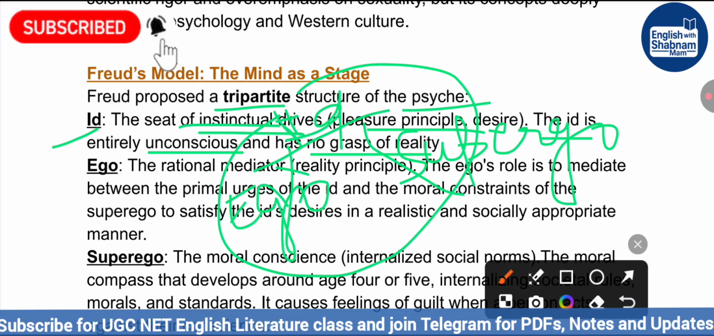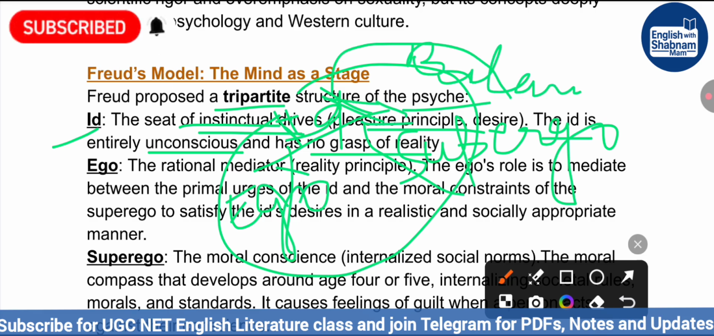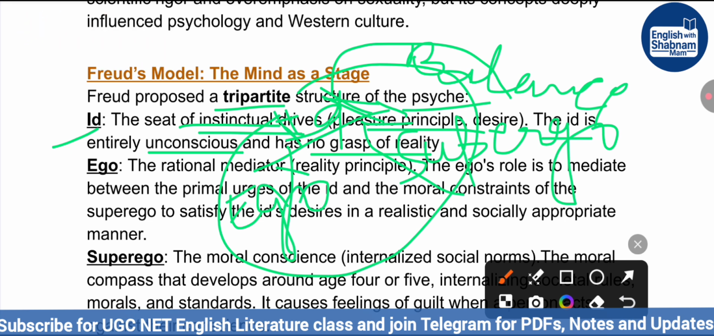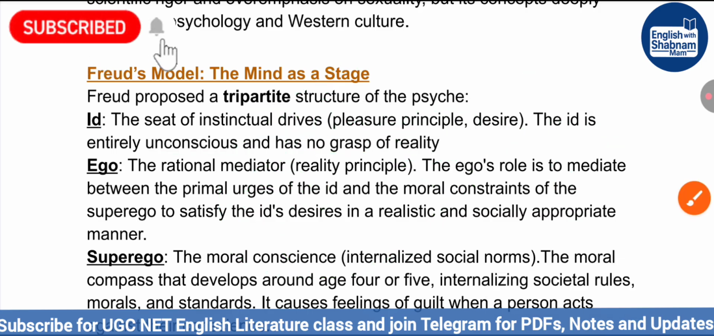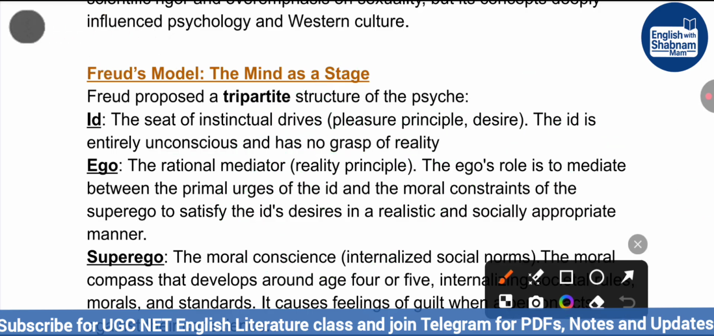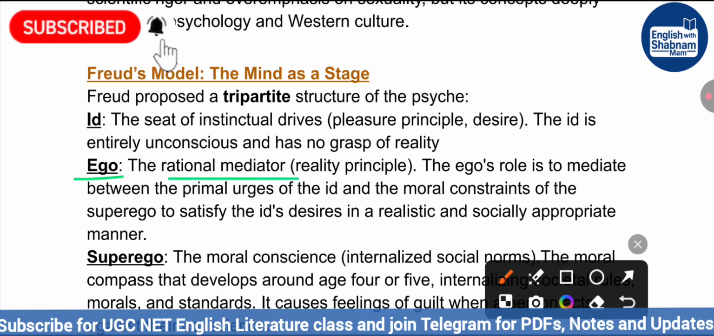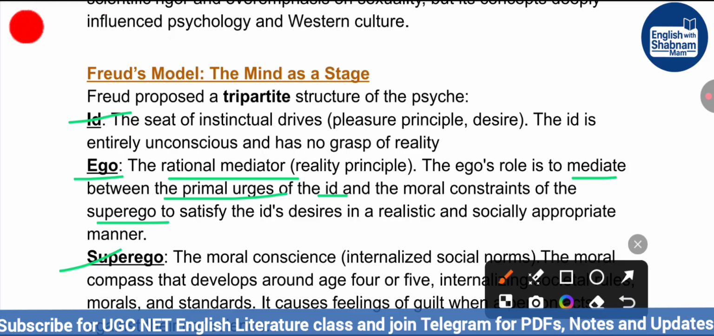The ego maintains the balance between the id and the superego. He gave the example of eyes: you see only the upper mind of the people and treat it, but what is hidden inside the mind you do not try to find out. So he went in depth to find out. The ego is a rational mediator that tries to maintain the balance between the id and the superego. The ego's role is to mediate between the primal urges of the id and the moral constraints of the superego, to satisfy its desires in a realistic and socially appropriate manner.